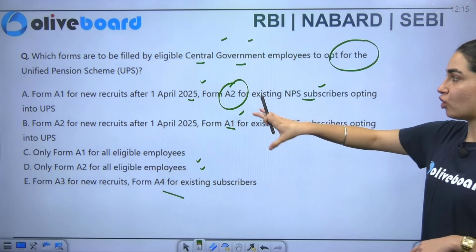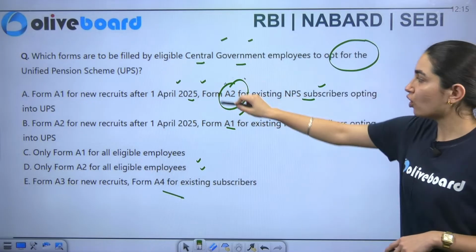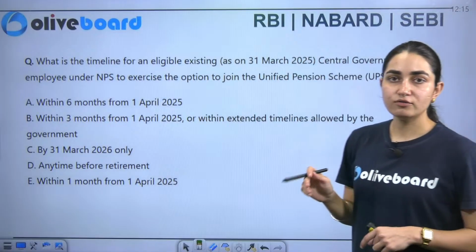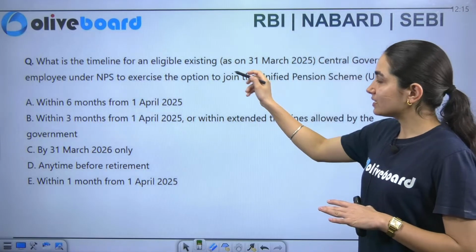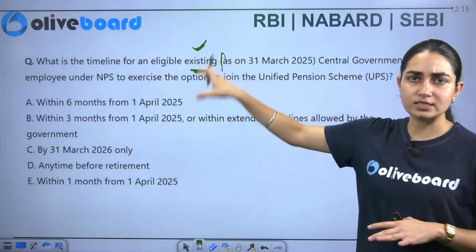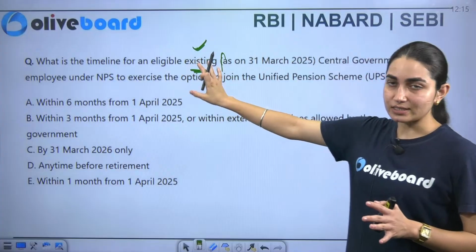Now, if I talk about form A1, this is for new recruiters, that is after the specific date, and we have form A2 for the existing NPS subscribers also. What is the timeline for all of the eligible existing? Okay, remember, here I have written existing, not retirees and the other individuals, not even deceased ones.